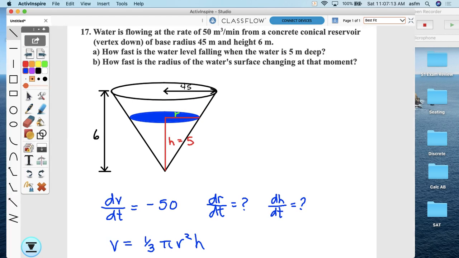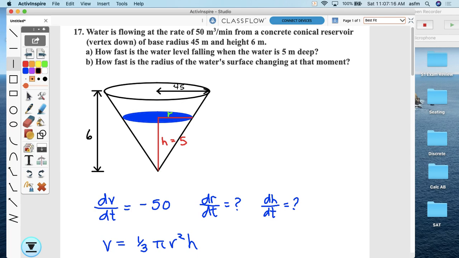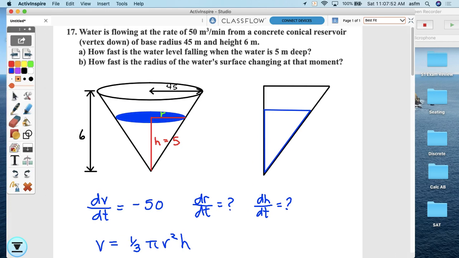And in this case, we can connect the R and H fairly easily using similar triangles. Okay, what we know is that the cone has this triangular shape, and the water inside the cone looks something like this. And we can see fairly easily that the blue triangle and the black triangle are similar. Okay, they each have a 90-degree angle. This angle down at the bottom is the same in both. And of course, if two angles are equal, three angles are equal. And so that tells me that we have similar triangles.